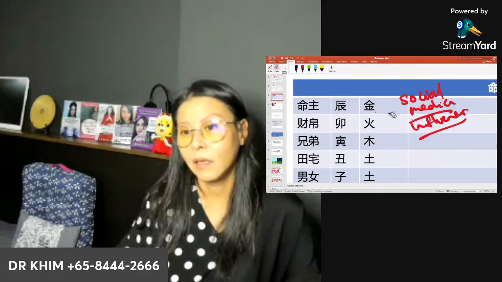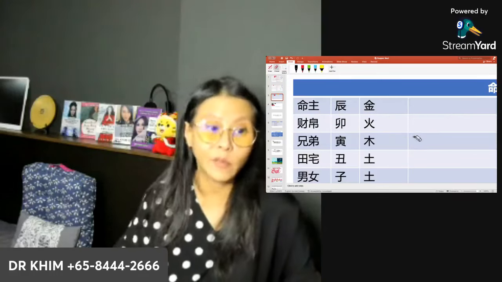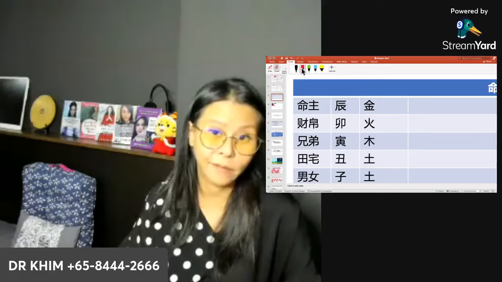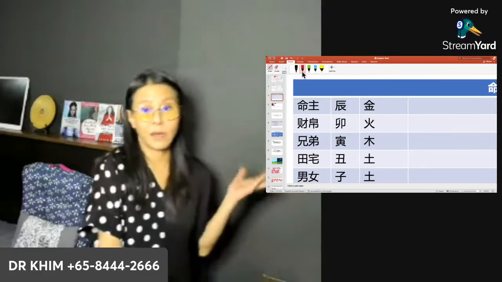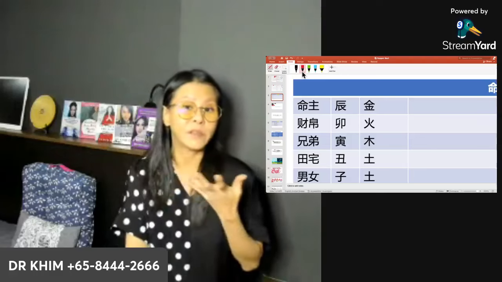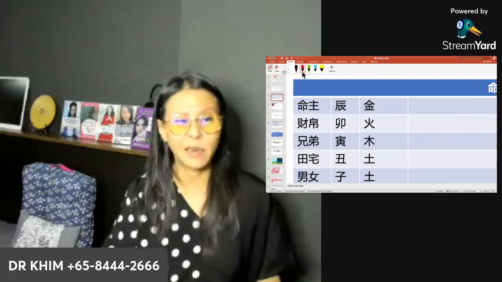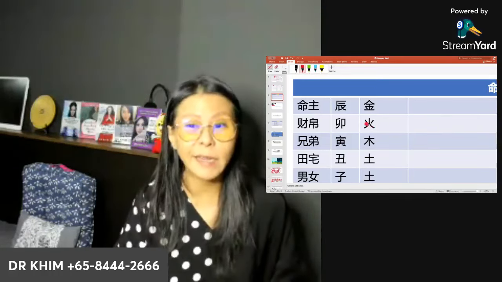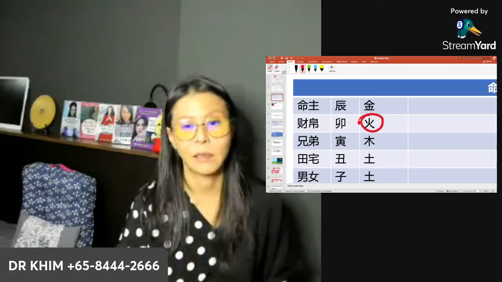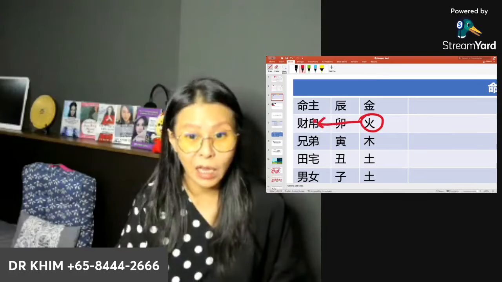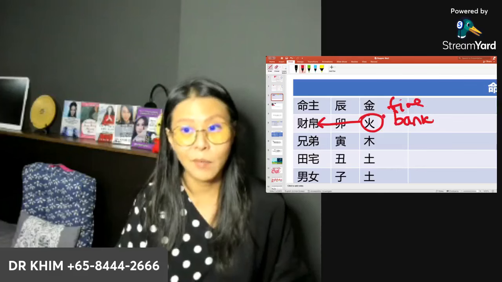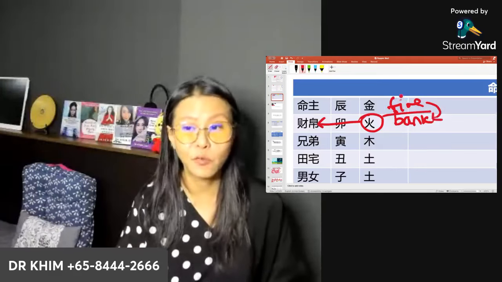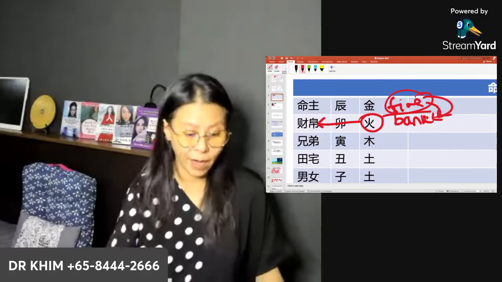Or anything related to fire also can. For example, actor, actress, fire business also can. You can use this as a hint, because your bank is called Fire Bank. It is your brand, your Fire Bank. So you had better enter fire into the bank.